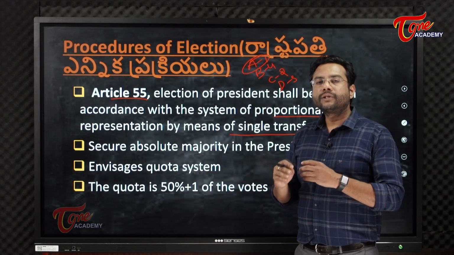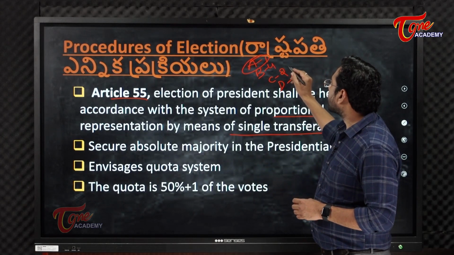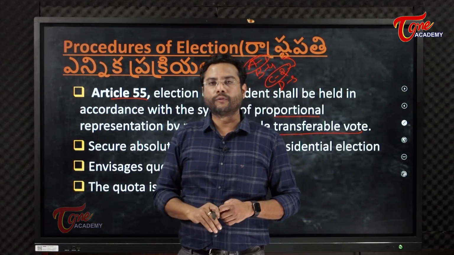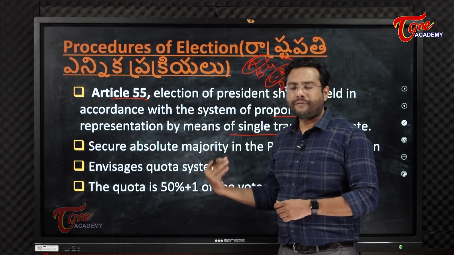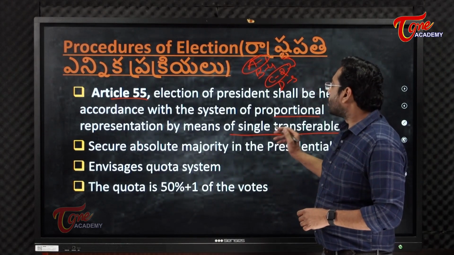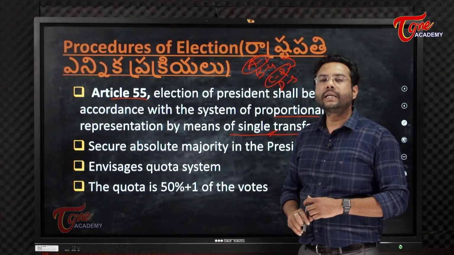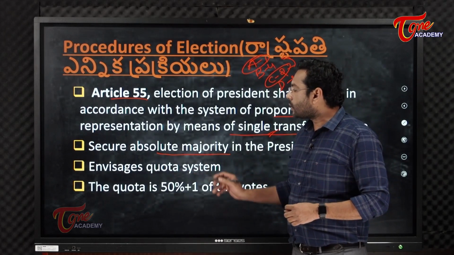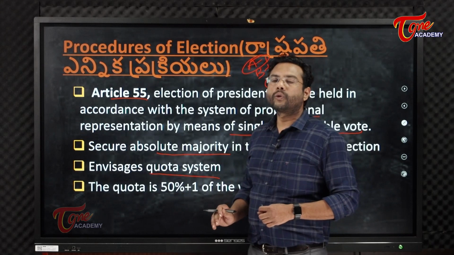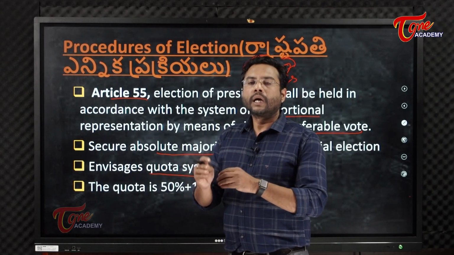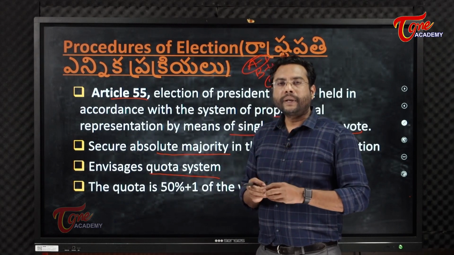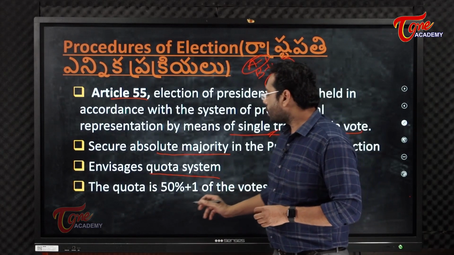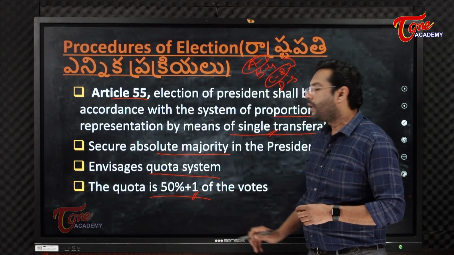Otherwise, we will have a transferable vote. We would consider the second preference, and we will add this to the preference of the first candidate who got the majority of the votes. We have a formula for this, which we would be going into. So, why do we have a single transferable vote? We could secure an absolute majority in the president elections. This also envisages a quota system, where if in the first counting any participant does not get an absolute majority, then the quota system will come into the picture. This quota is 50% plus 1 of the votes.